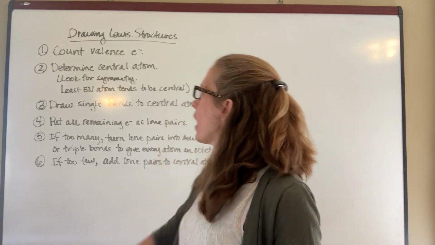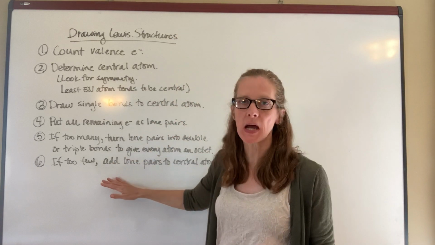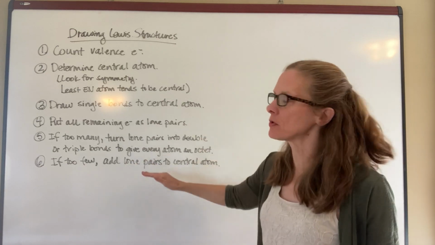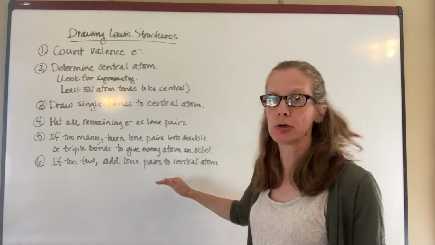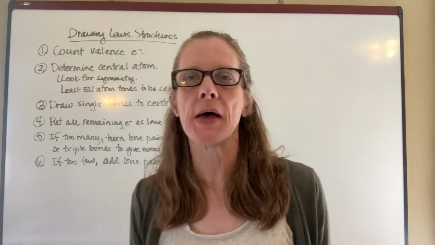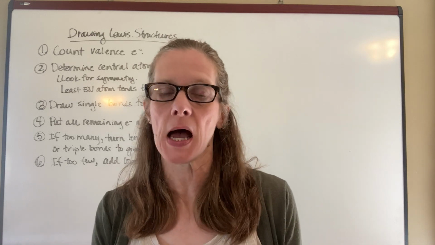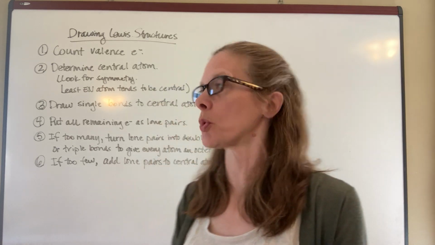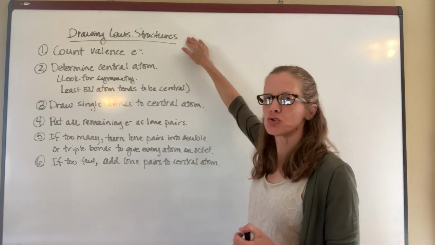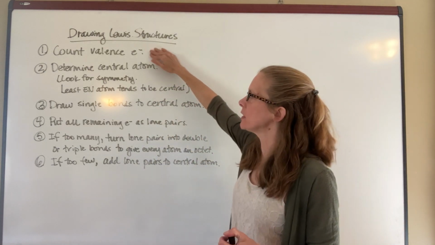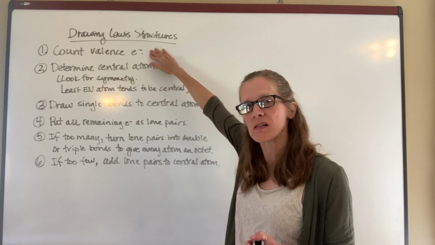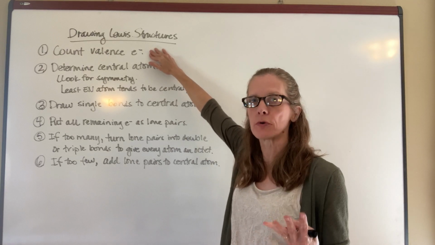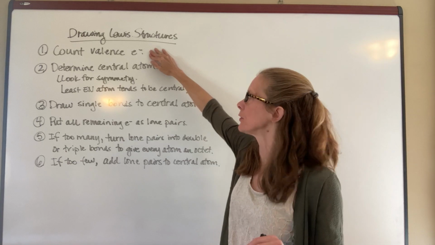Okay, so I have a list of steps up here, and I'm going to go through the list of steps just to make sure that you can read everything I've written. And then we're going to spend lots of time going through examples so you can see exactly how to make this work. Okay, so when you draw a Lewis structure, the first thing that you want to do is count the number of valence electrons that are available for bonding in all of the atoms together.